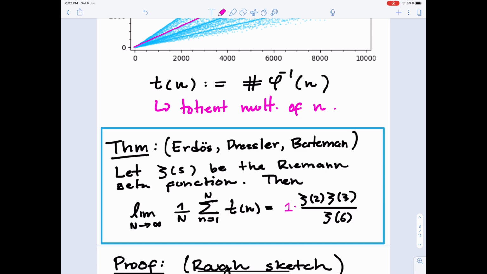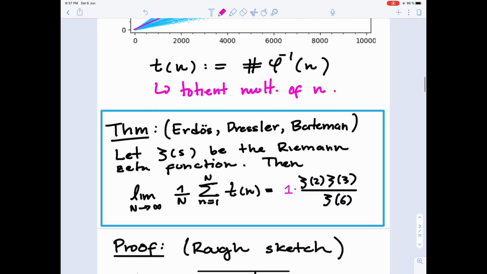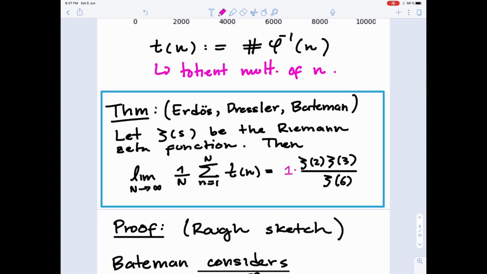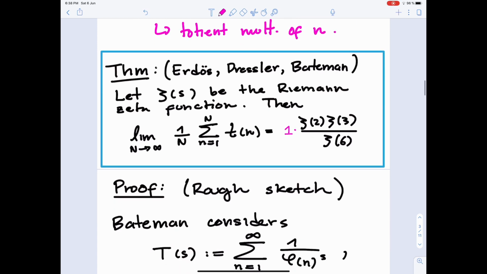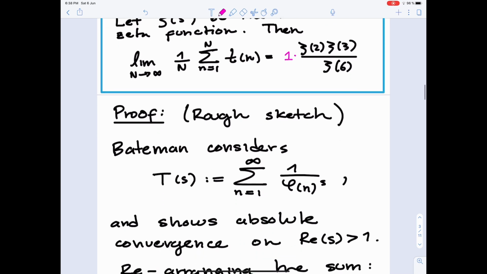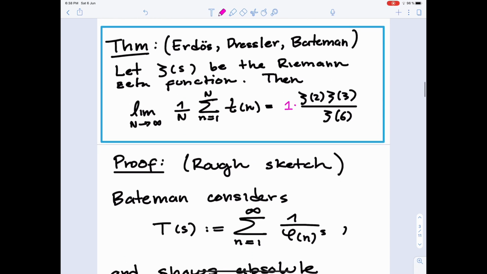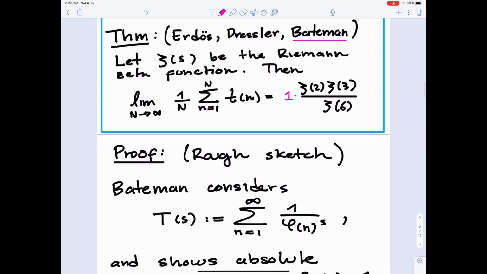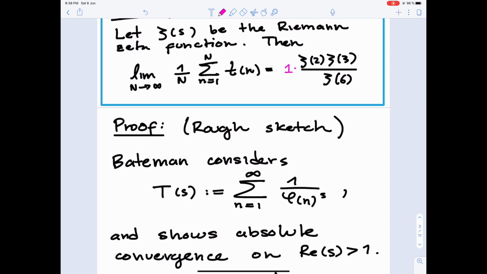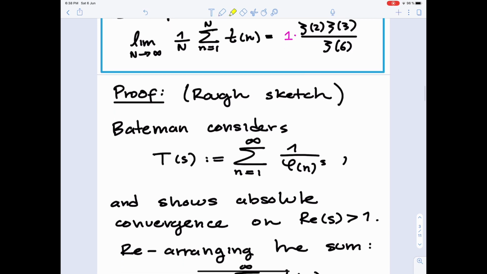Let me just explain what the idea of the proof is. I'm going to mostly focus on explaining the results. Most of the proofs in the global field case are going to be very similar. Each one of these authors gave a different proof. The proof of Bateman was essentially analytic, so he considers the Dirichlet series associated with the Euler function. So he considers a function T of s equal to this sum.